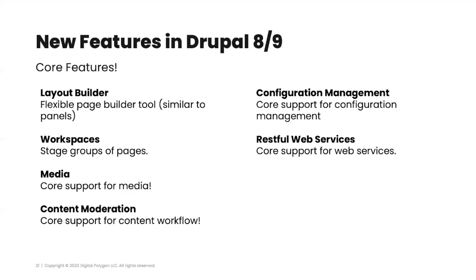So I'm going to start with mainly the core features here. Core had initiatives to really focus heavily on the content authoring experience. Layout Builder came out in the Drupal 8.5, 8.6 timeframe. It's a flexible page builder tool, and we'll take a look at it in a minute here. It is very similar to Panels, but much easier to use for a normal content editor. And it's much more integrated into your content. It works with workflow. It works with revisioning. A lot of the issues in Drupal 7 have been solved in the rewrite here.